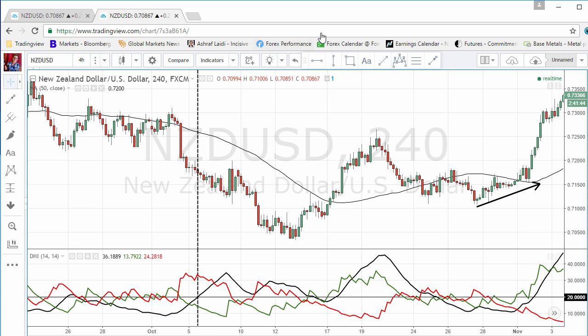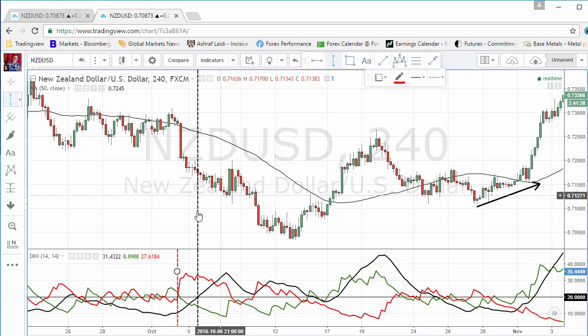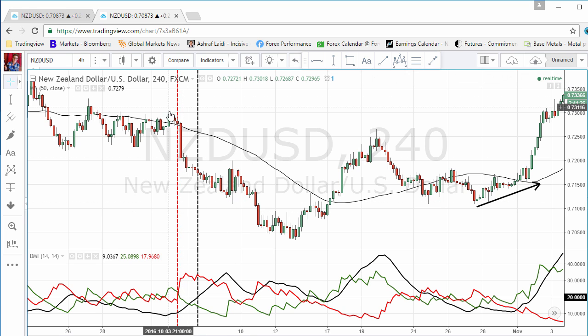And when we move this line, or let's take another one. So when we look at where the red line crossed, then we can see this happened here. Let's make this red for once. And then you can see here that price started moving down already here.